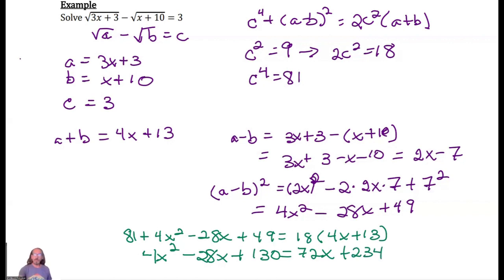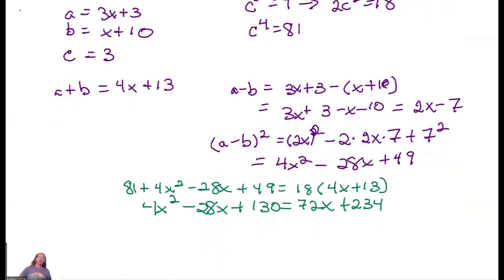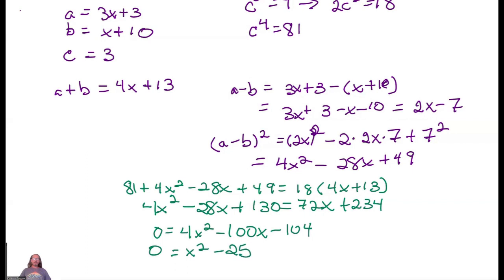Let's subtract 72x and subtract 234 so that we see a quadratic equation. 0 is equal to 4x squared. Let's see, negative 28 minus 72 would be 100x subtracted. 130 minus 234 would be minus 104. Everything on the right-hand side is divisible by 4, and 0 is divisible by 4. So that simplifies to 0 is equal to x squared minus 25x minus 26.